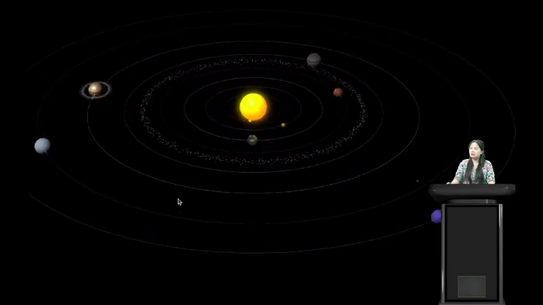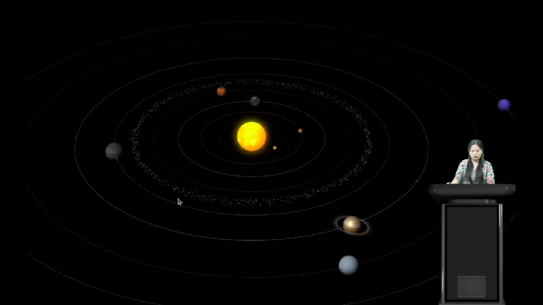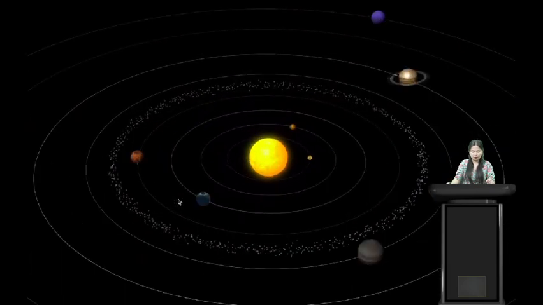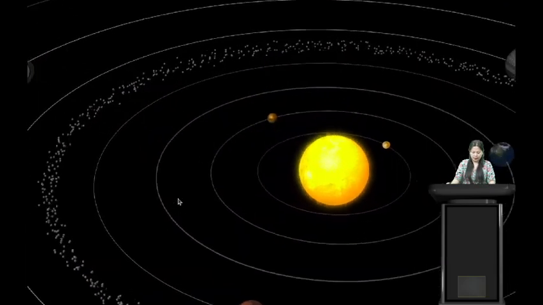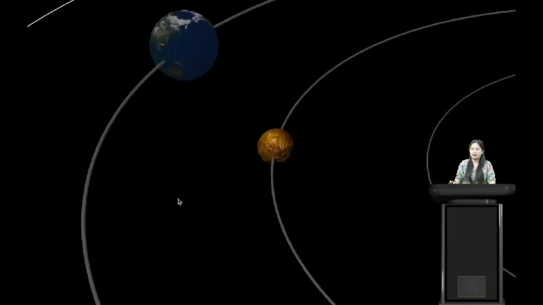So students, we will begin with a new chapter today. Okay, so let us see. So this is our solar system. In our solar system there are different planets revolving around the sun. And we will see this is our planet Earth.